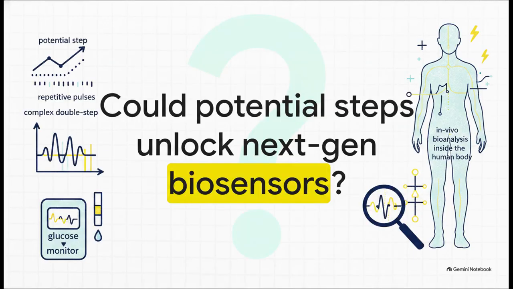And that brings us to the absolute frontier of today's science. We already use simple potential steps for glucose monitors, but researchers are now utilizing repetitive pulsing and complex double-step techniques for real-time in vivo bioanalysis right inside the human body. So I leave you with this final thought. If the simple step of a voltage can already manage a global disease like diabetes, how might manipulating these microscopic electrical graphs unlock the very next generation of life-saving biosensors?